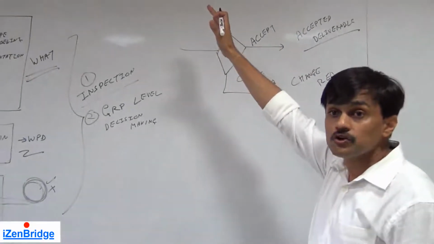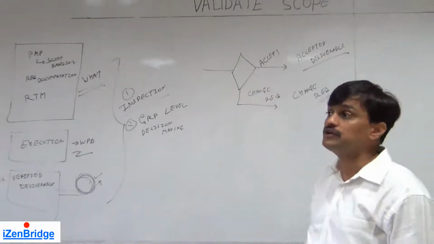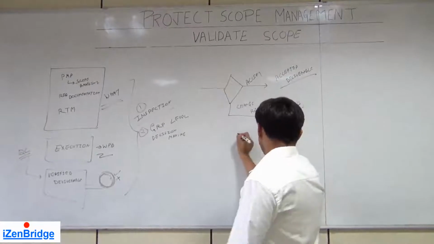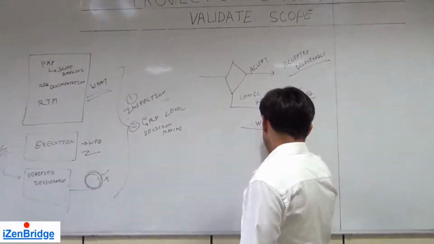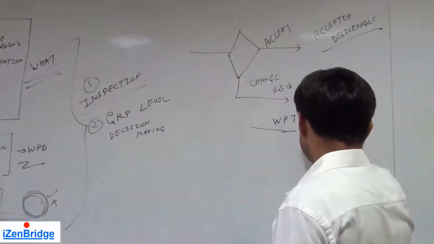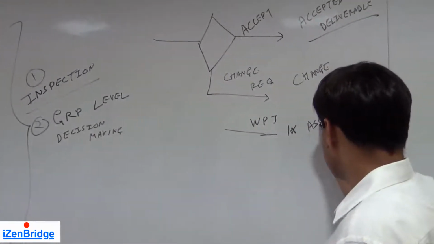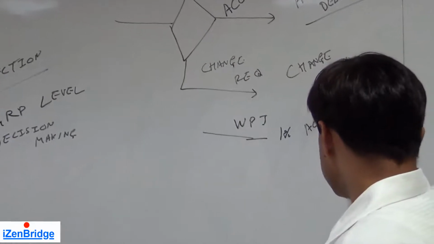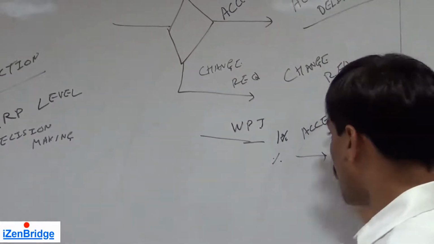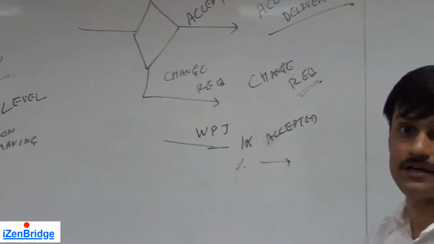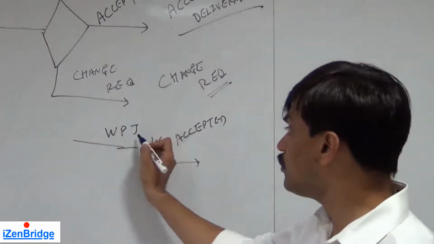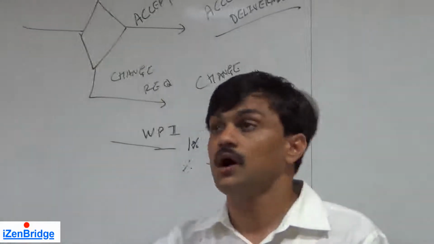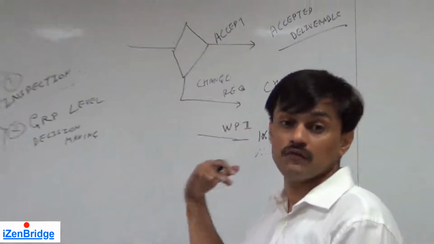Since it's a monitoring and control process group, it will generate work performance information. In general, work performance information will tell how many percentage of deliverables are accepted, how many percentage of deliverables are in process, etc. How are we doing against our accepted plan? So work performance information is one of the outputs which is talking about the progress related to acceptance or validation of our scope.